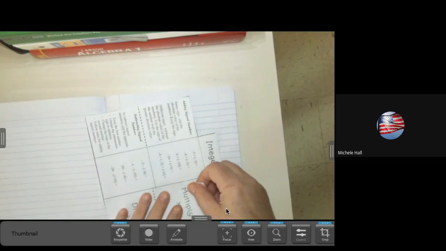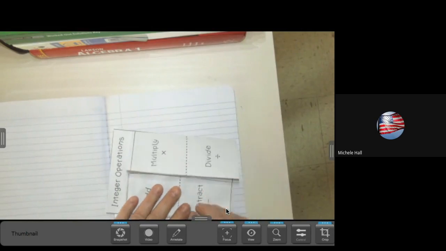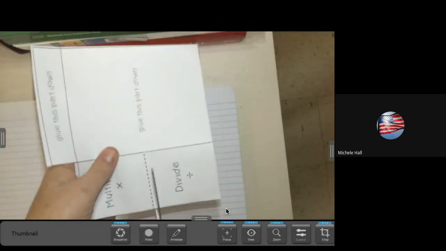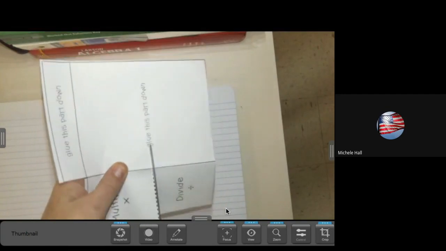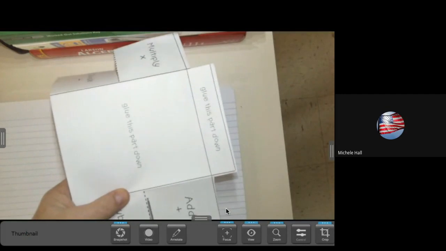Fold that over to the line. Fold this one over. And then I'm going to cut. They have a door just to that line. And then I'm going to tape it in. Integer rules.